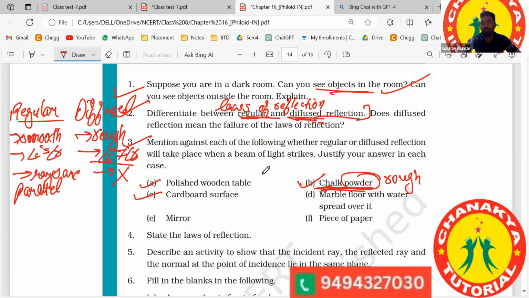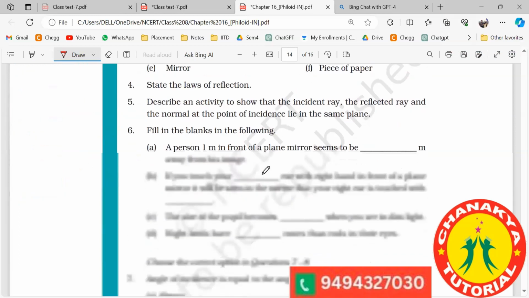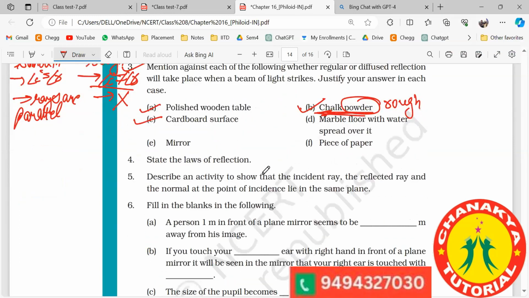Okay, very good. sir, after this chapter, can we do chemical effects of electric current? Yes, we will do the chemical effects of electric current. Thank you, sir. Okay, we will do it.